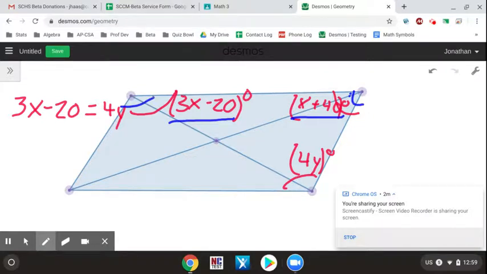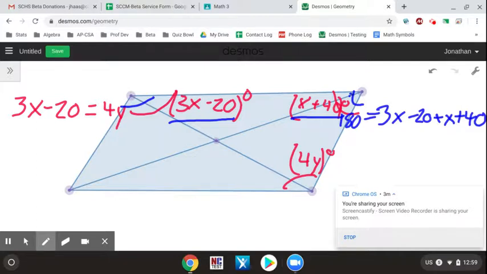So what I'm going to say is I have a 3x minus 20. Since it is adjacent to the x plus 40, if I add those two together, they should be equal to 180 degrees. For sake of space, I'm going to write my 180 degrees over on this side for the time being. So they are not equal, but they are adjacent. That means they're supplementary, adding to 180. It is true that anytime you have a large angle and a small angle in a parallelogram, they are going to add up to be 180 degrees.